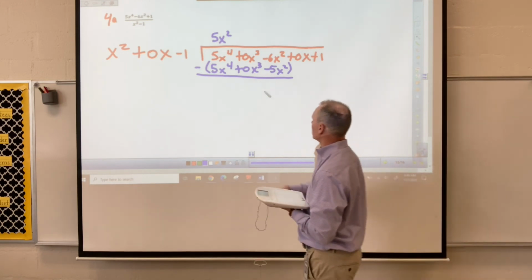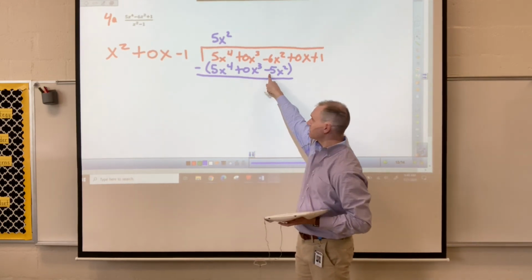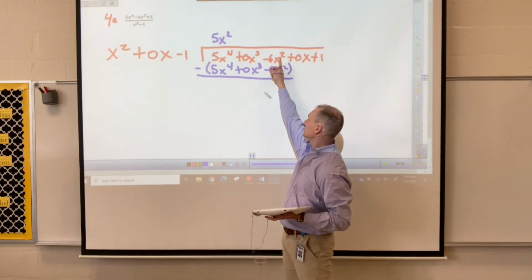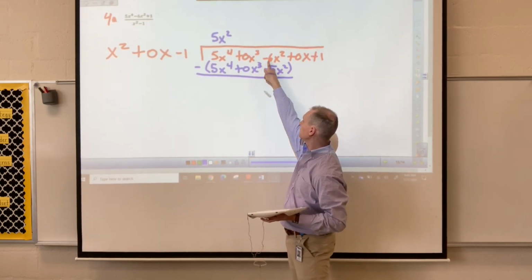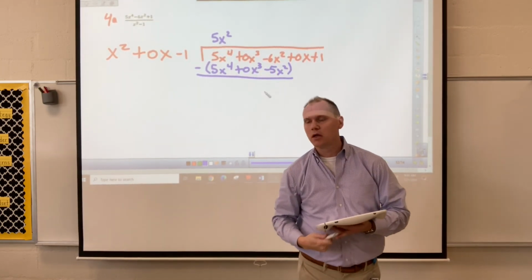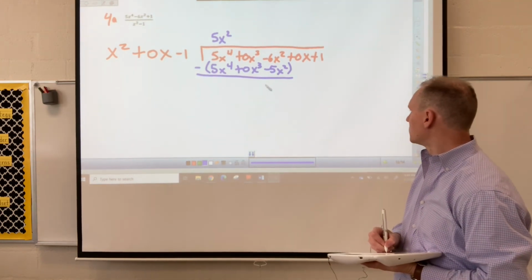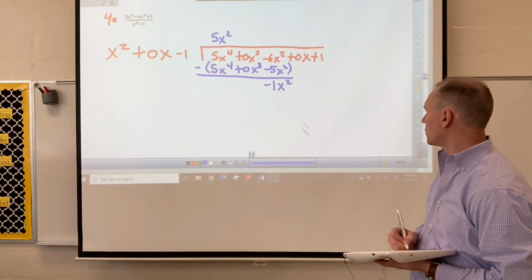Leaving us with 0 there, 0 here, and then negative 6x squared minus a negative 5. So again, be careful. Minus a negative is going to be a plus. Negative 6 plus 5 would be negative 1. So negative 1x squared is what we're left over with there.